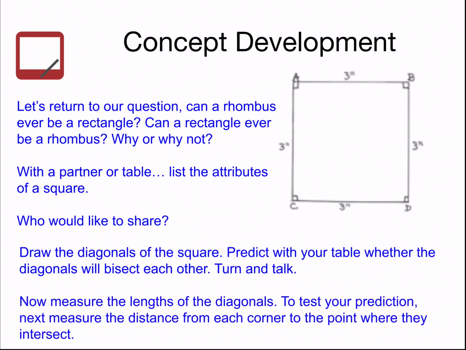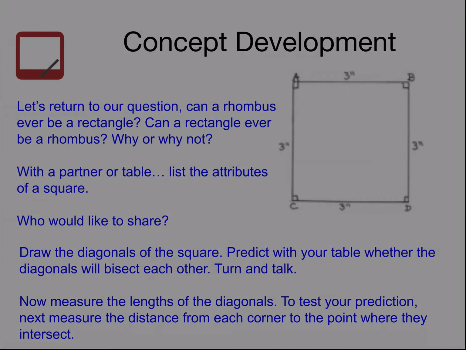So you're going to measure the diagonals from A to D and then from B to C. You will find the midpoint, and then you're going to measure from A to the midpoint and then from D to the midpoint. You'll also measure from C to the midpoint and B to the midpoint.